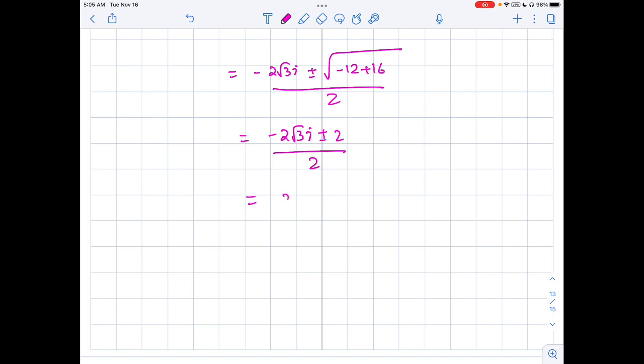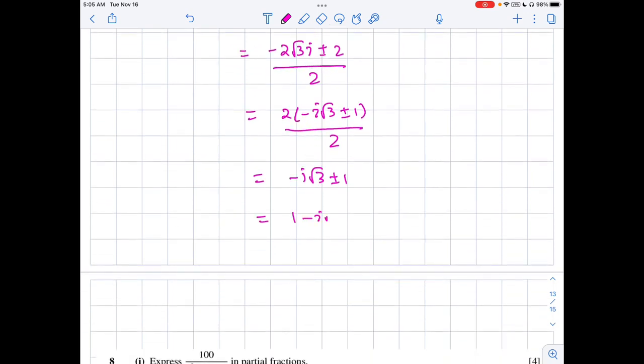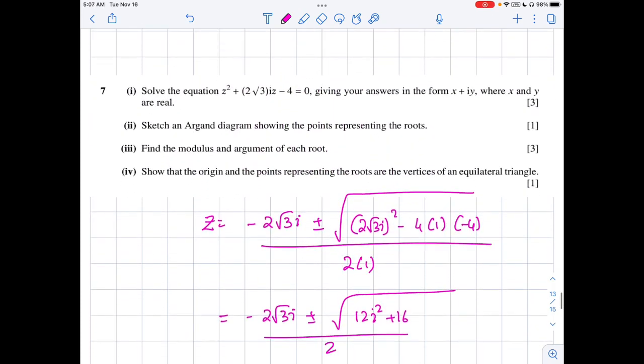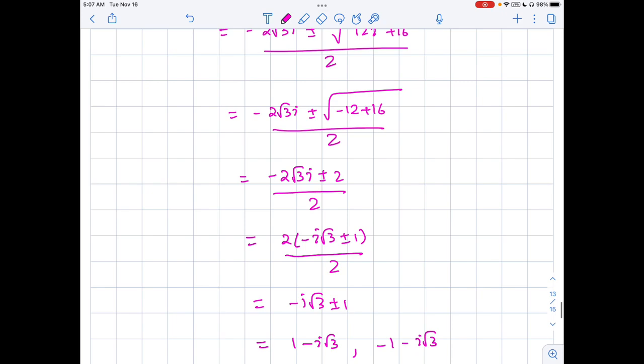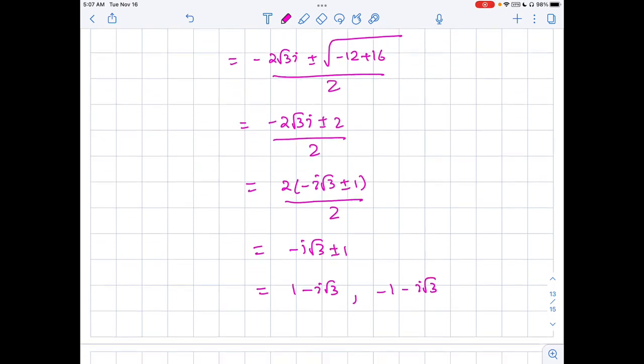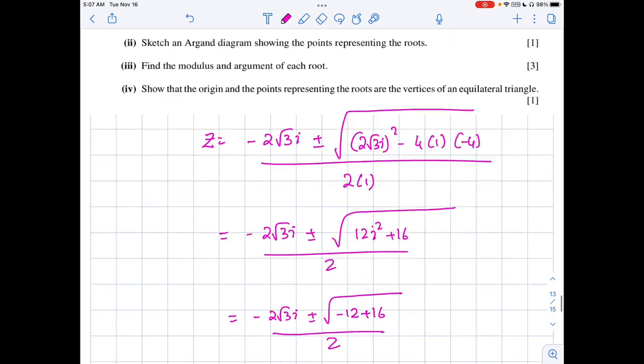So you can take 2 common and cancel it out, minus i root 3 plus or minus 1 divided by 2. So it becomes minus i root 3 plus or minus 1. So I get the two values. What is one value? 1 minus i root 3 or minus 1 minus i root 3. That's going to be the answer. So we got the values of the roots as minus 1 minus i root 3 and 1 minus i root 3. Then sketch an Argand diagram showing these points and representing the roots.